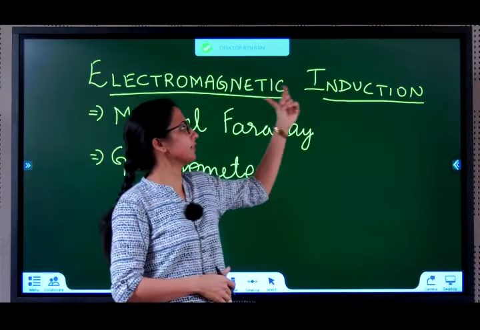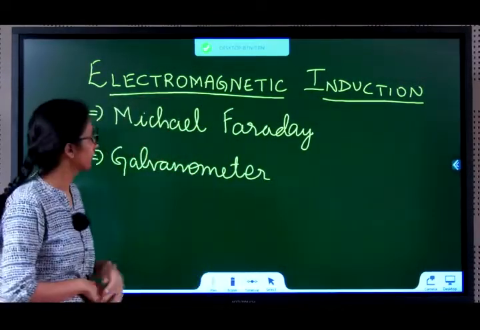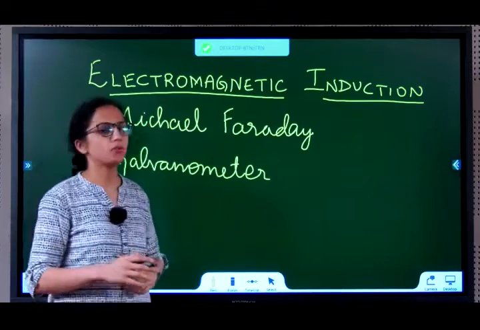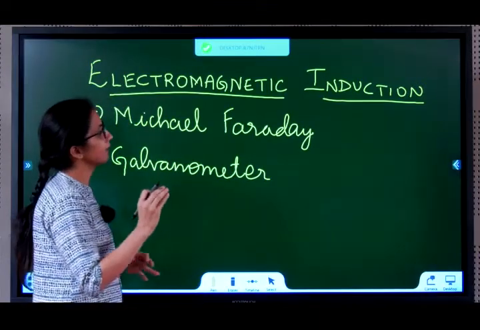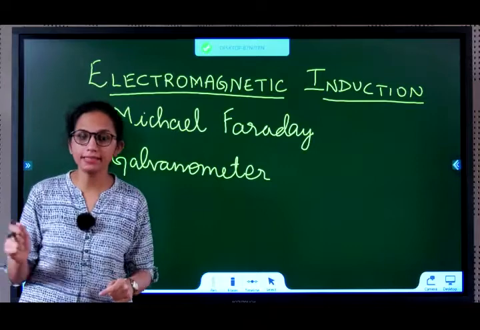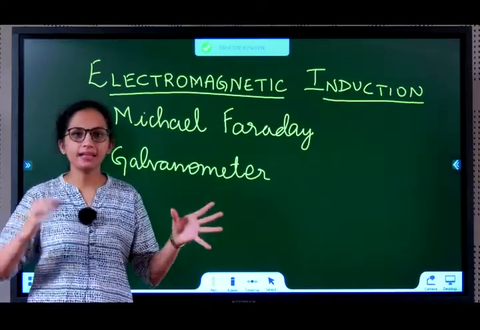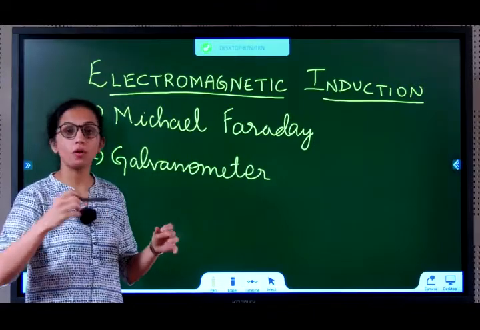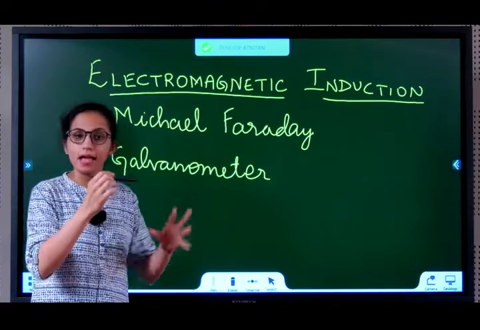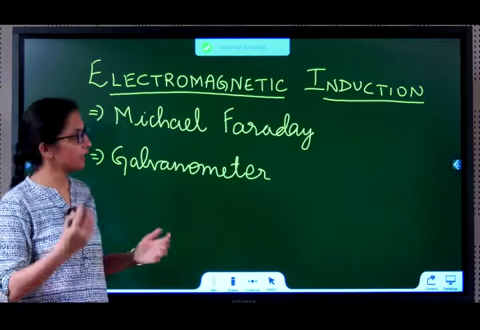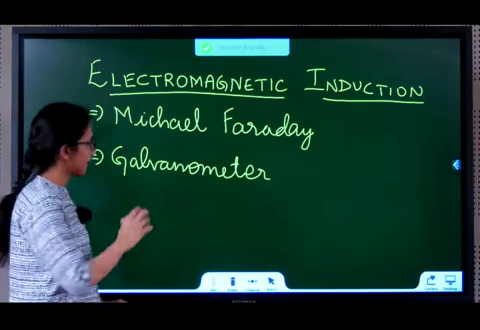Next concept, electromagnetic induction. Michael Faraday was the one who discovered how a moving magnet can be used to generate current. So until now we kept magnet and current and we generated motion. Now we are going to move the magnet and generate current. How? We'll understand with 2-3 experiments.